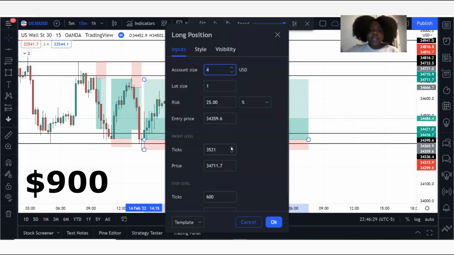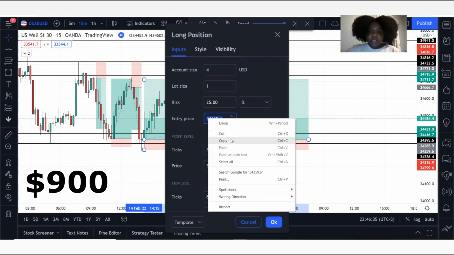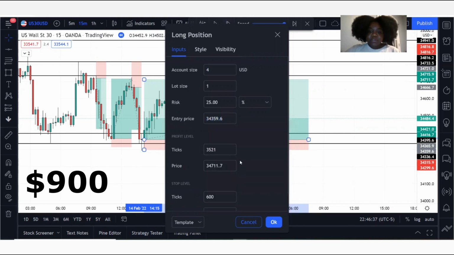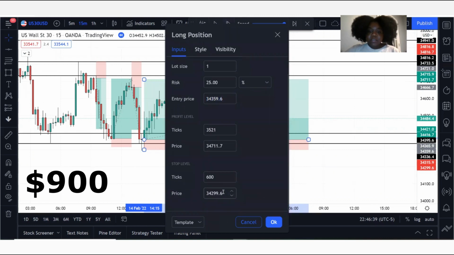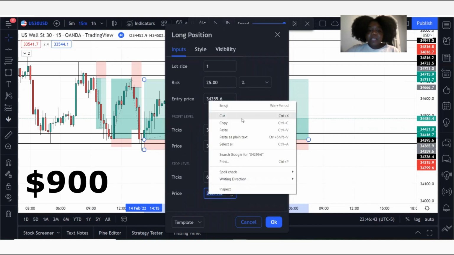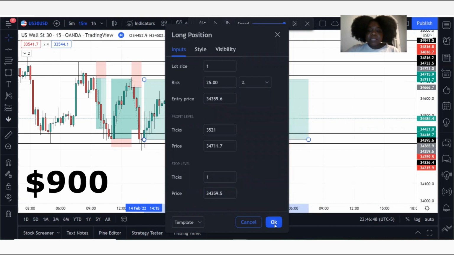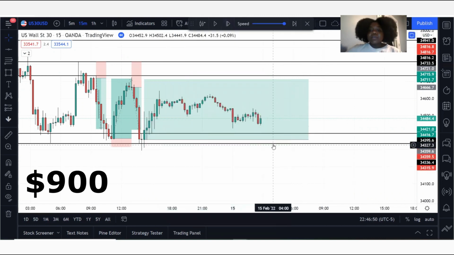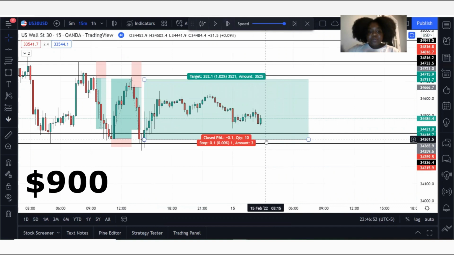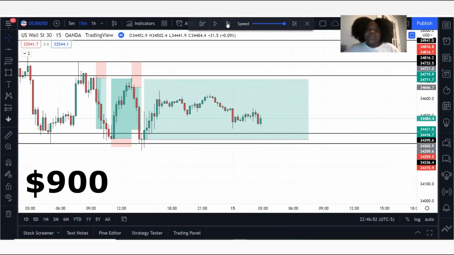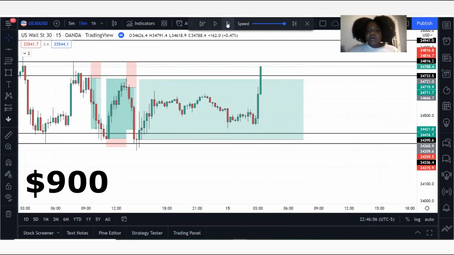Matter of fact, let me go ahead and move my entry price to my stop loss price. I'm about to go to sleep and I don't want to be stressing about this. So boom. So if we get stopped out, we didn't lose any money. We didn't make any money, but we definitely didn't lose any money.